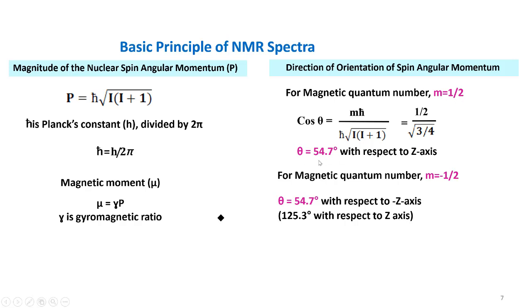If it is plus half, then theta is equal to 54.7. If it is minus, then it should be subtracted from 180 degrees, so it will be around 125.3. This is with respect to the z-axis.